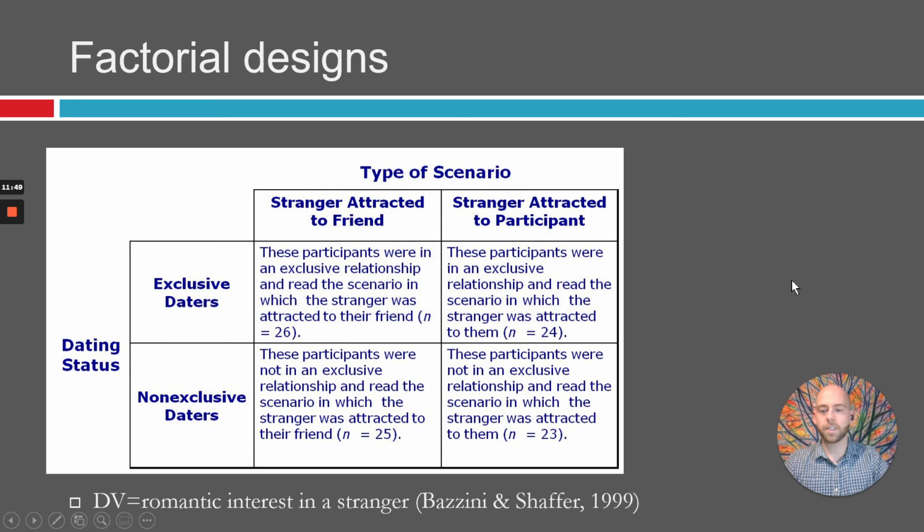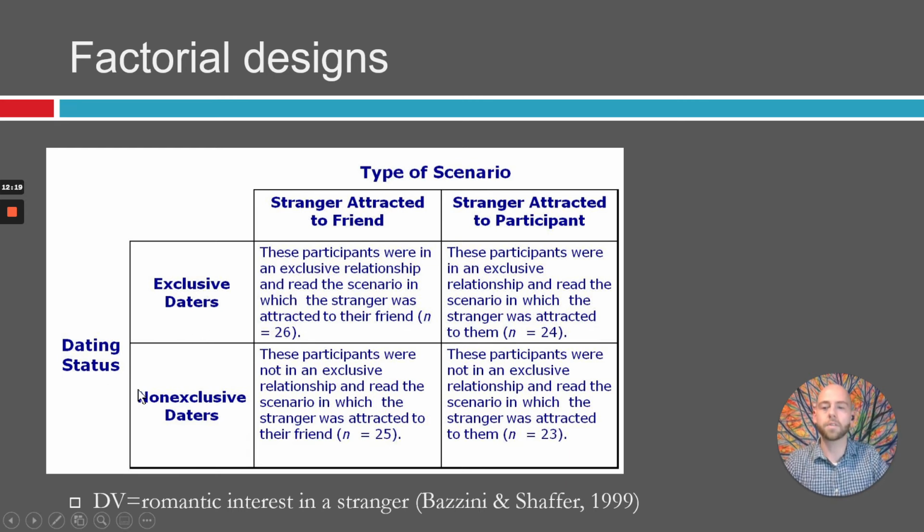Another example, just to give you another idea about how we might cross variables in factorial designs. We're going to use this when we get to the math about how these designs work, but I just want to explain it quickly now. This is from a real study from Bazzini and Schaefer in the late 90s that was about when people find others attractive, essentially. So they brought participants into the lab and they read about a scenario with a stranger.